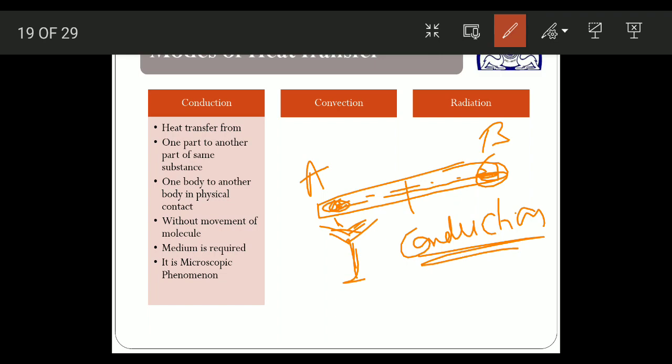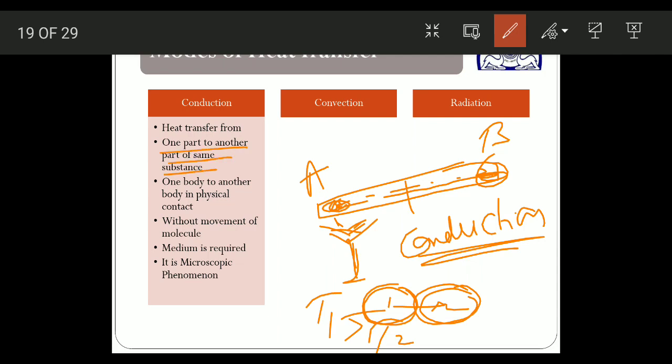So how can you define conduction? Suppose there are two bodies, body 1 and body 2, which are in physical contact with each other. If the temperature of body 1 is greater than the temperature of body 2, the heat will transfer from body 1 to body 2. So we can define conduction as the mode of heat transfer in which heat is transferred from one part to another part of the same substance, like in example 1, or from one body to another body which are in physical contact with each other, as in example 2, without appreciable movement of the molecules. This term is very important here.